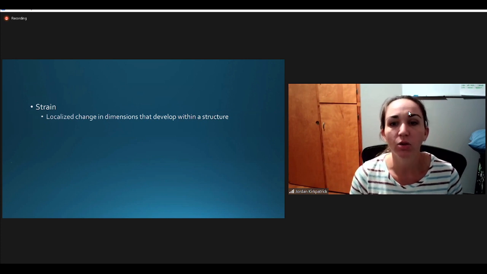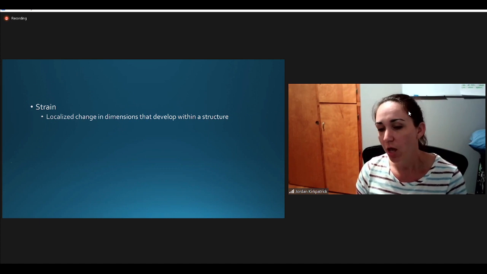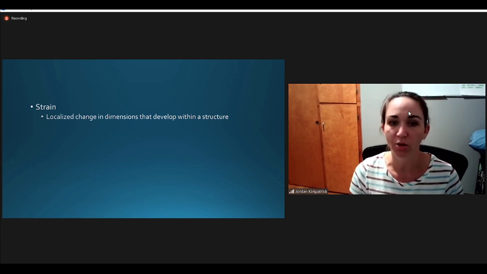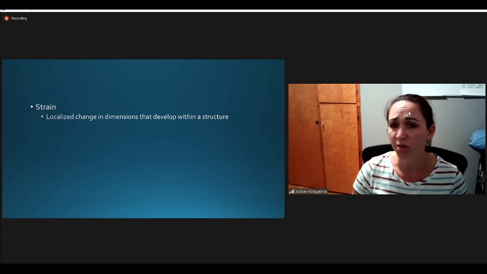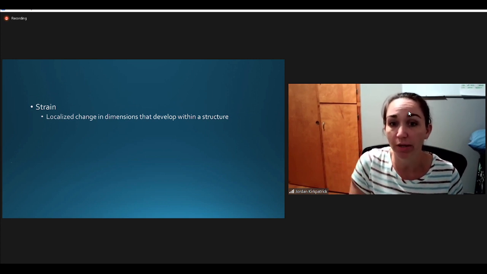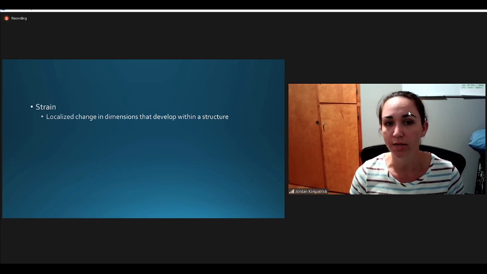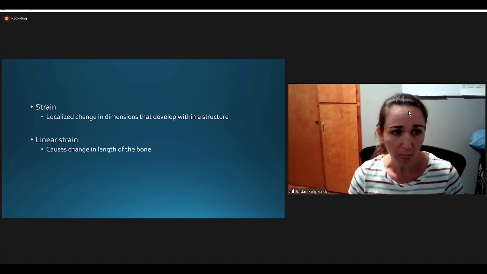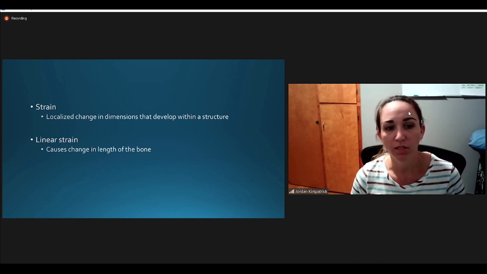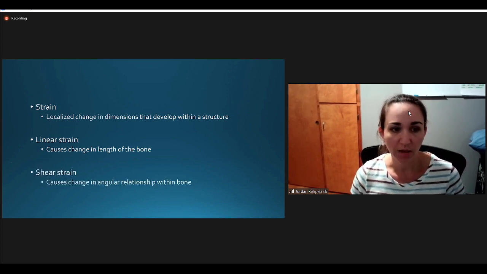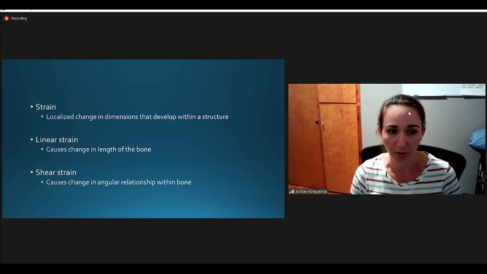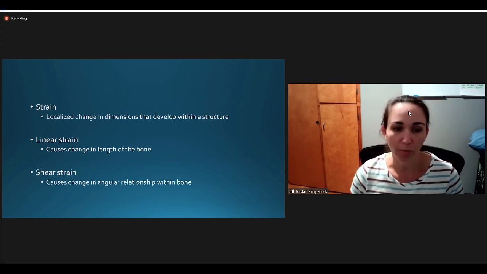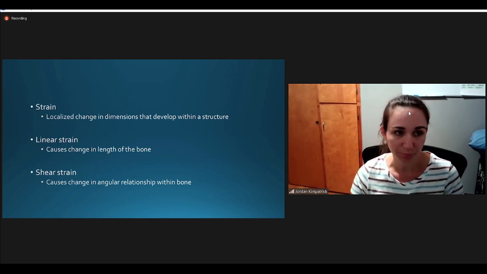So strain is a localized change in dimension that develops within a structure. Again, you went from not being a runner to starting to run, and you're putting strain on your tendons and ligaments and your bone as you're going from being a walker to a runner. So strain's not bad. It's just what is stimulating changes within the bone structure. Linear strain causes changes in the length of bone, and shear strain causes changes in the angular relationship within the bone. And again, we'll talk about shear forces shortly.